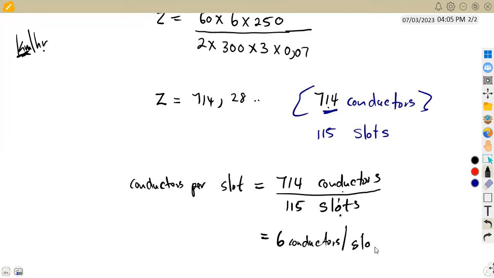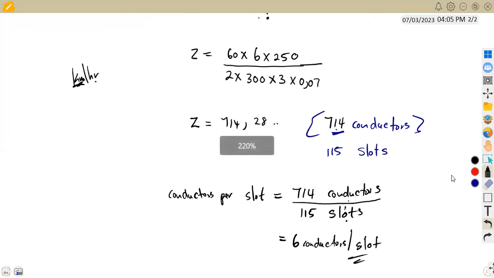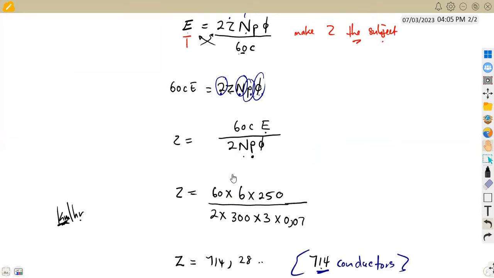So that is what you're going to have at the end, and that is how we can answer this typical question. Take note, it was not about the number of conductors, but the number of conductors per slot, meaning the slots are also included in your answer. Sometimes they might give you the number of slots and the number of conductors per slot, and ask you to calculate the generated EMF. You multiply to find all the conductors, which is Z. In this case, we are given 6 conductors per slot and there are 115 slots, so you multiply 6 times 115. That is how you play around with this type of question.